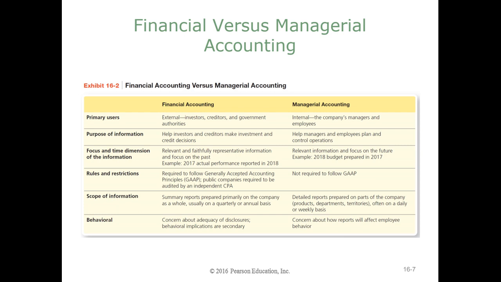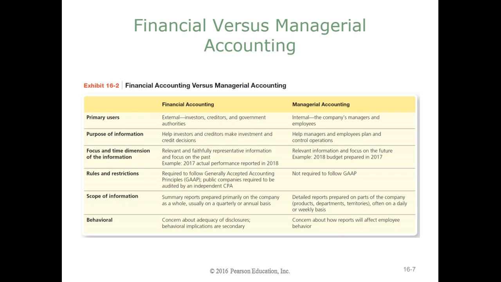Focus and time dimension of the information. So for financial accounting, we're using relevant and faithfully representative information, and we focus on the past. Financial accounting focuses on what has happened in the past. For example, in 2017, our actual performance reported in 2018. So we're looking at the past to base our decisions off of for now and the future.